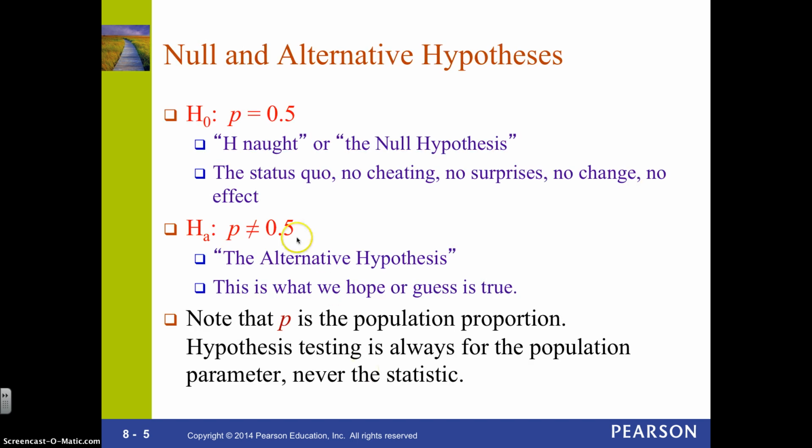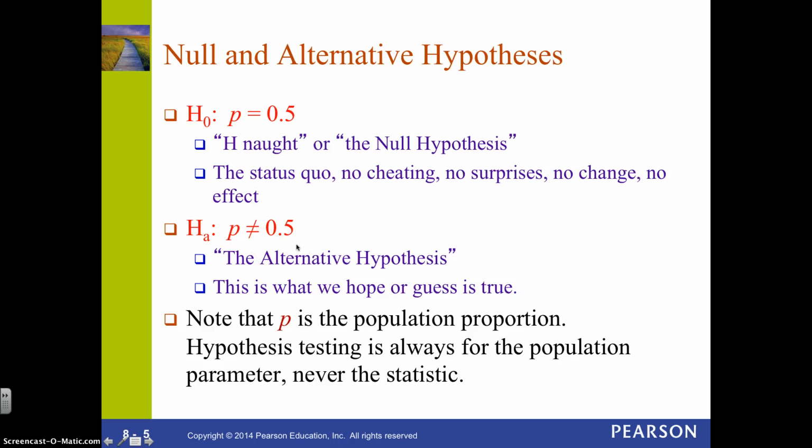Okay, so what we write here is the null hypothesis, which we denote with an H sub-0, or H naught. That's what we believe to be true. So in this case with the coin flipping, if there's no cheating, no surprises, no effect, then that means my proportion, remember we use P for a population proportion, will be 0.5. Then we have this alternative hypothesis, and this is what we hope or guess is true. So if we think the person is cheating, we think that P is not going to be 0.5. So the population proportion will not be 0.5.